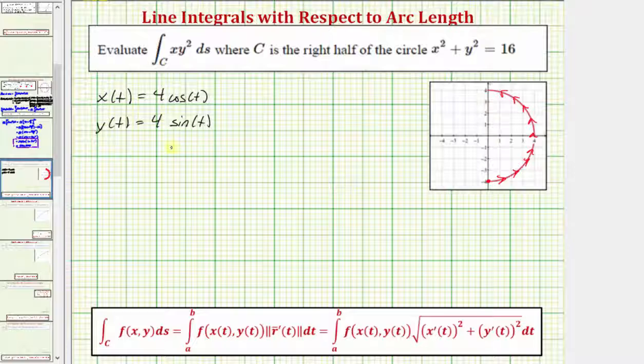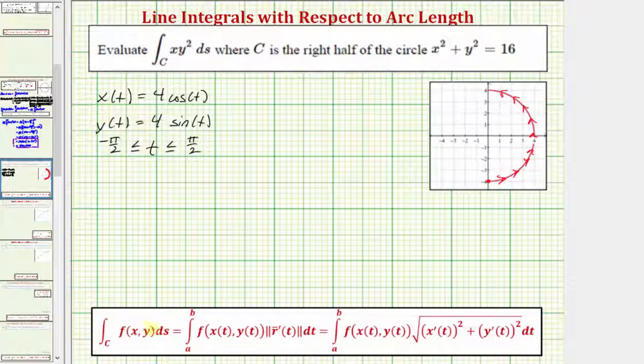So the interval for t that would trace out this curve is t is greater than or equal to negative pi over 2 radians, and t is less than or equal to pi divided by 2 radians. To check this, when t equals negative pi divided by 2, x would be 4 cosine negative pi divided by 2, that's 0. And then y would be equal to 4 times sine negative pi over 2, which would be equal to negative 4, so it would be at this point here.